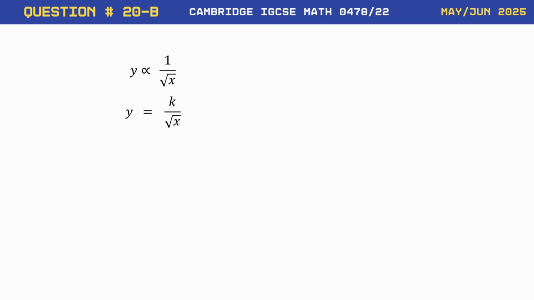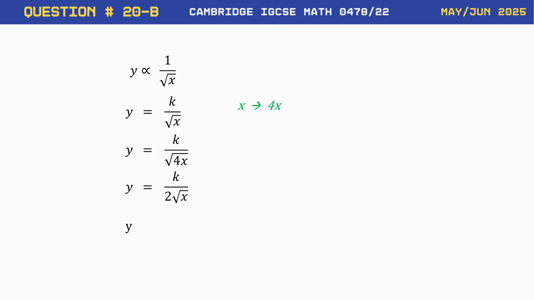When x increases by a factor of 4, the new value of x becomes 4x. Substituting 4x into our formula, y equals k over square root of 4x. Using the rules of square roots, we can split the denominator into square root 4 multiplied by square root x. As square root 4 equals 2, the formula becomes y equals k over 2 square root x.